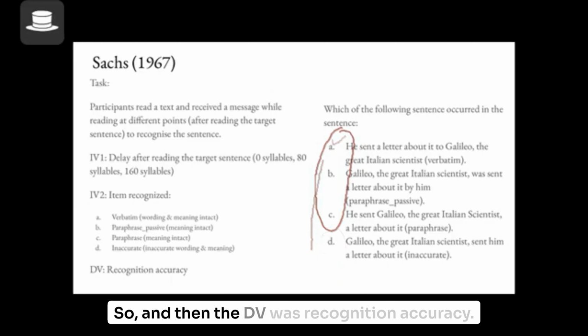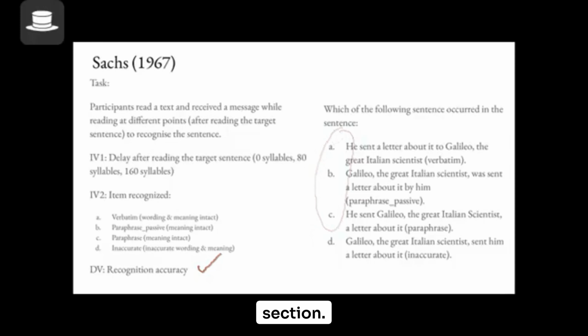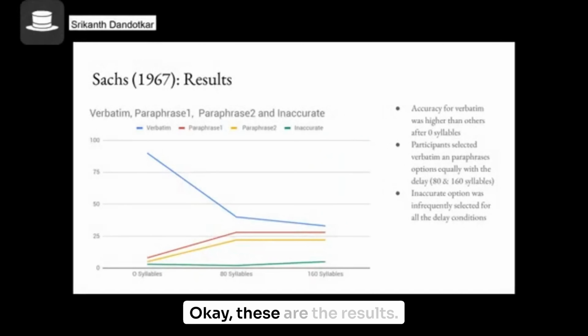So, and the DV was recognition accuracy. And we look at the results in the next slide. Okay, these are the results.